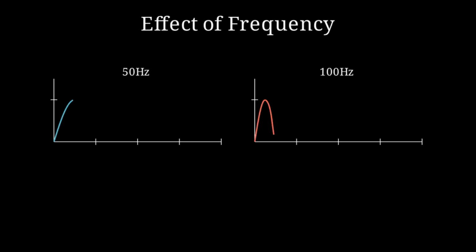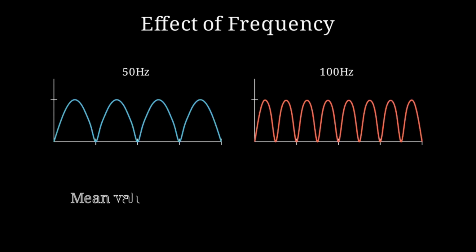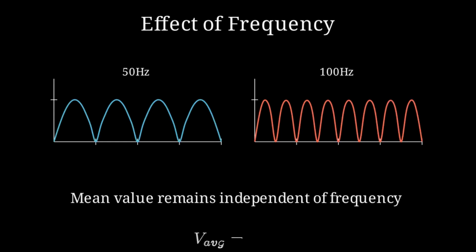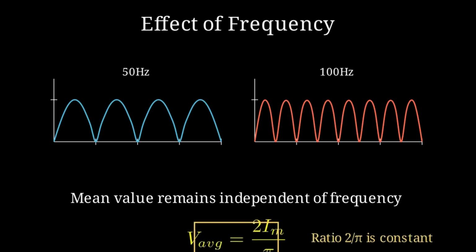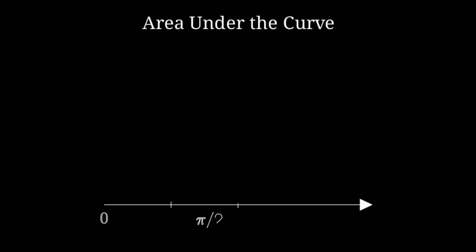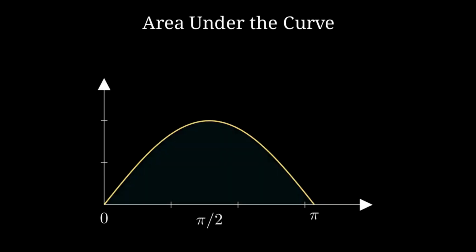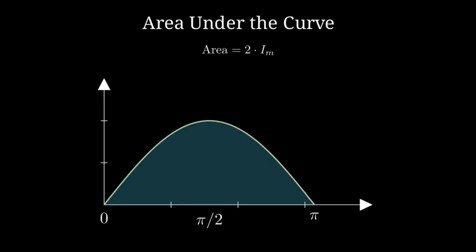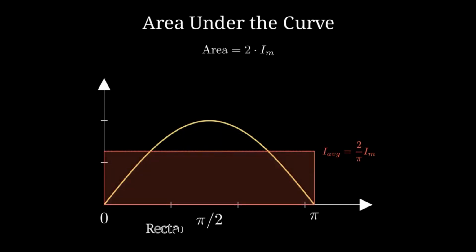Even if the frequency of the AC source changes, the ratio between the peak and the mean remains the same. Whether it is 50 Hz or 60 Hz, the average value is always determined solely by the peak amplitude. Conceptually, the mean value creates a rectangle with the same area as the area under the sine curve. This area equivalence is why the average value is so useful for calculating total charge transfer in circuits.